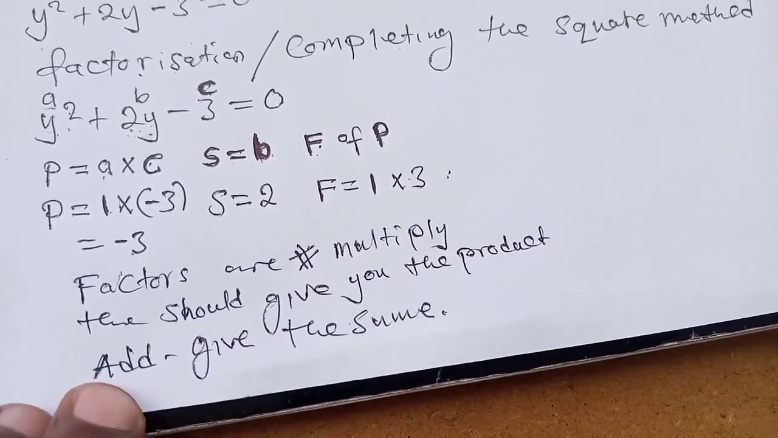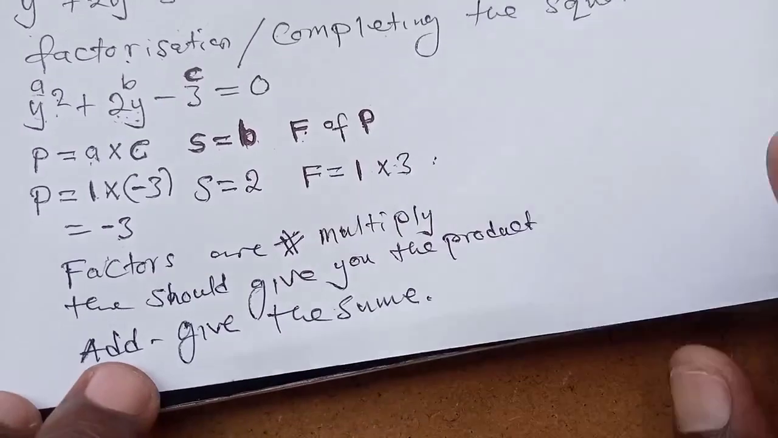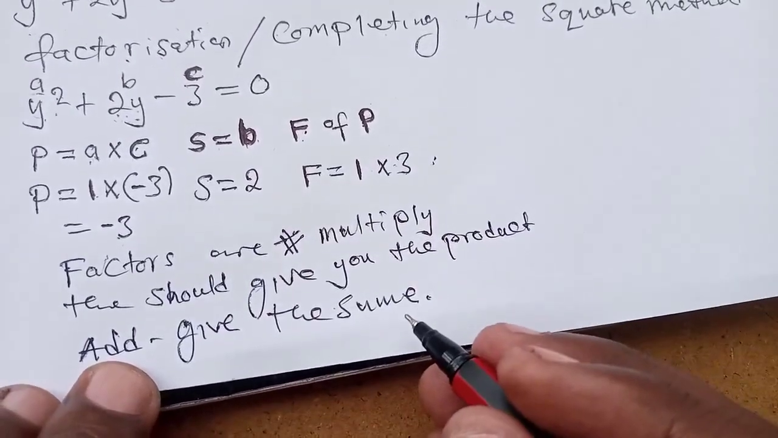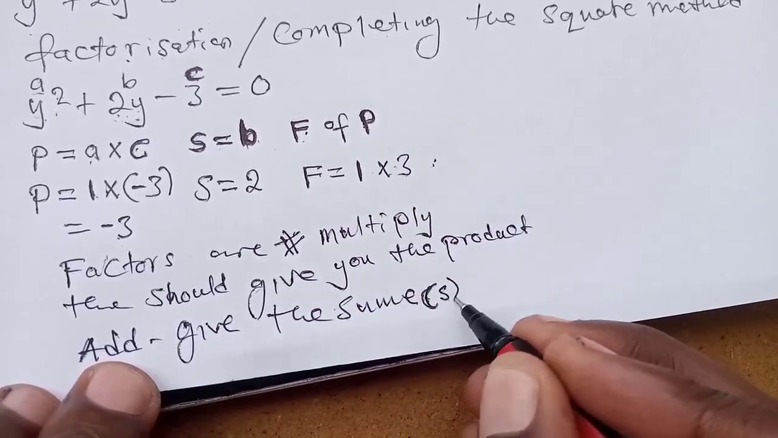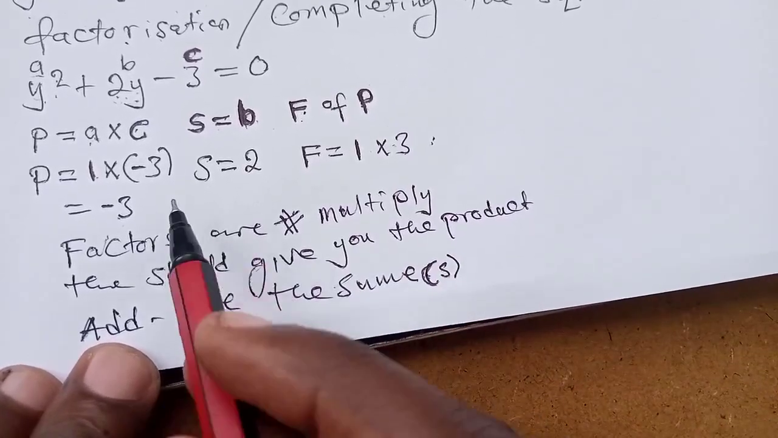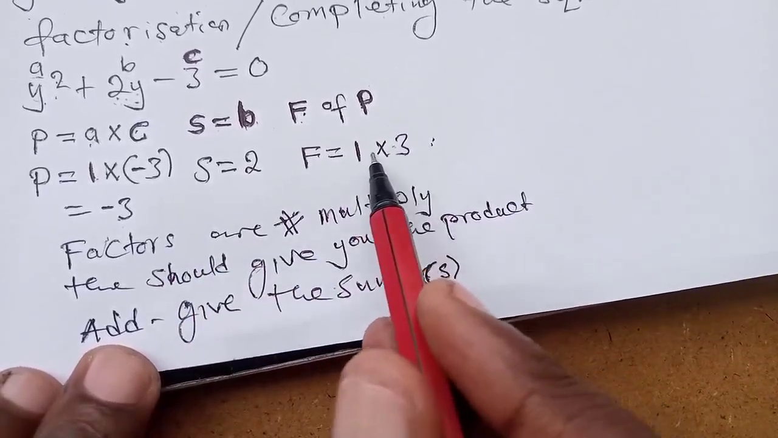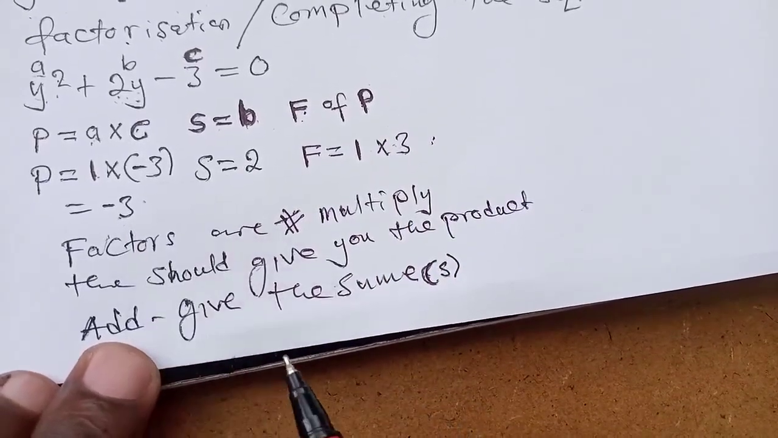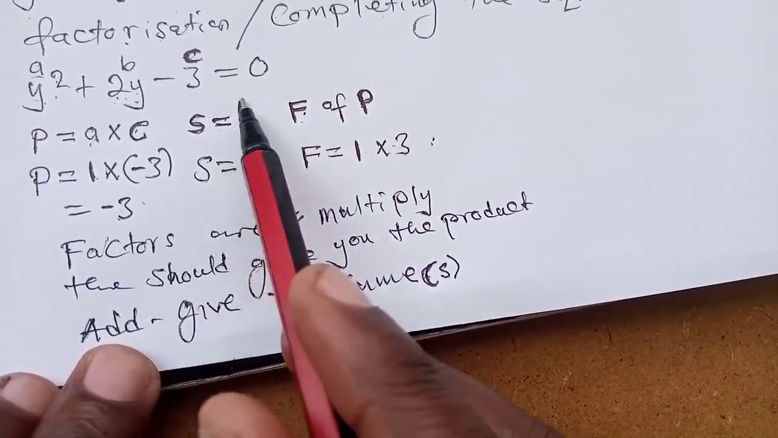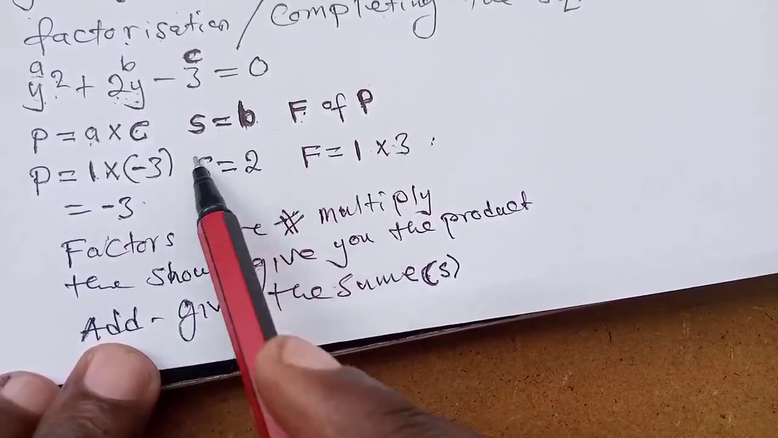They should give you the sum. When you multiply them, they should give you what? The sum. Okay, so the sum is just this s. When you multiply these two numbers, they should give you this, and when you add them, they should give you what? They should give you the sum. Our sum here is 2.